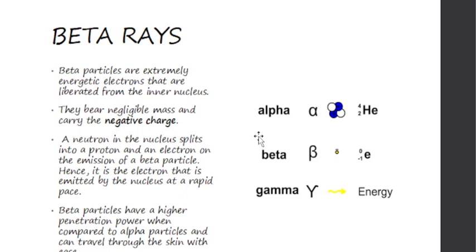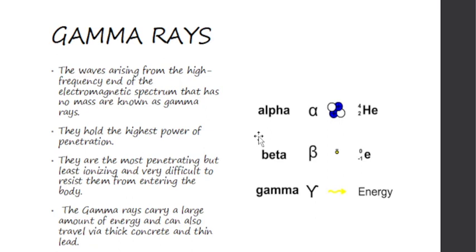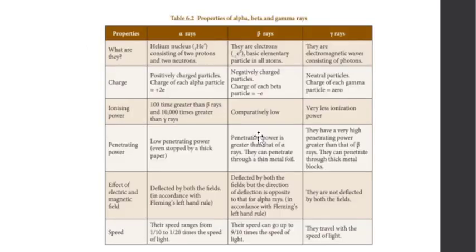Beta particles have higher penetration power when compared to alpha particles and can travel through skin with ease. So have that in mind. Gamma rays, on the other hand, are basically waves arising from the high frequency end of the electromagnetic spectrum that have no mass and are known as gamma rays. So when you consider the mass of gamma rays, there is no mass, neither does it have a charge. They hold the highest power of penetration. So between alpha, beta, and gamma, the lowest penetration is alpha, the highest penetration is gamma. They are the most penetrating but least ionizing, and very difficult to resist from entering the body. The gamma rays carry a large amount of energy and can also travel via thick concrete and thin lead. So that's that basically. The gamma rays can actually penetrate through concrete and then thin lead.